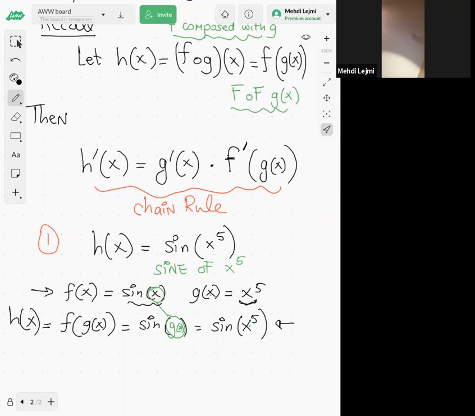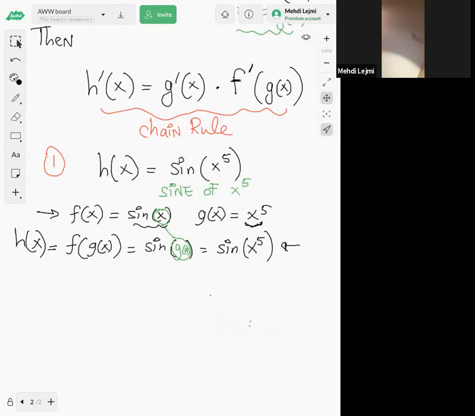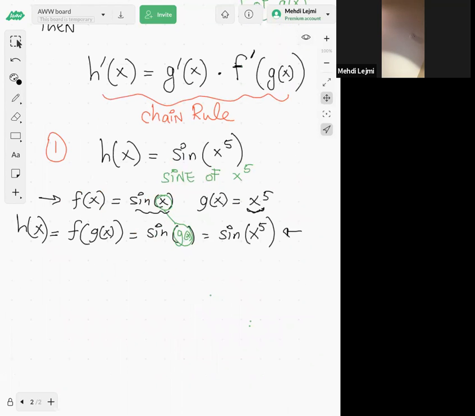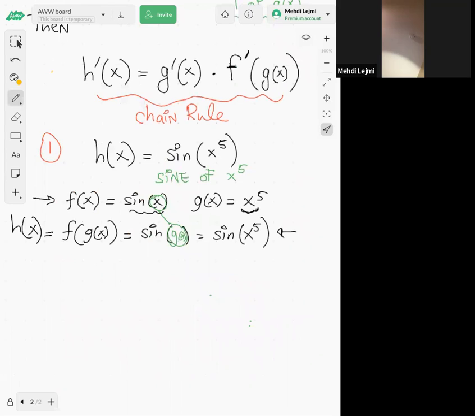So now all I have to do, because my h is the composition of f and g, is to apply the chain rule, right? And what's this chain rule? Well, in the chain rule, I want to compute h prime, the derivative of h.